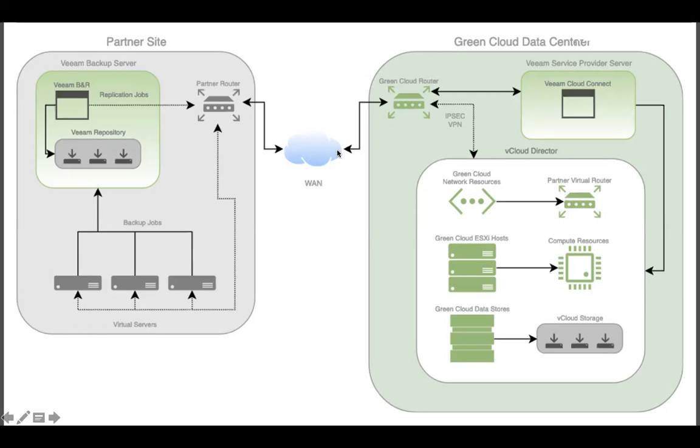During provisioning, what's going to happen is Green Cloud will provision resources in vCloud Director. They'll provision vCloud storage, which is where the replicas are going to be stored, and then compute and networking resources also from the vCloud Director cluster. During the provisioning process, the partner will use Cloud Connect to connect to the Veeam service provider instance that Green Cloud has provisioned. After the service provider is connected, they will set up replica jobs that point directly at that vCloud. So the replicas will be stored in vCloud, ready to be spun up in the case of a disaster.